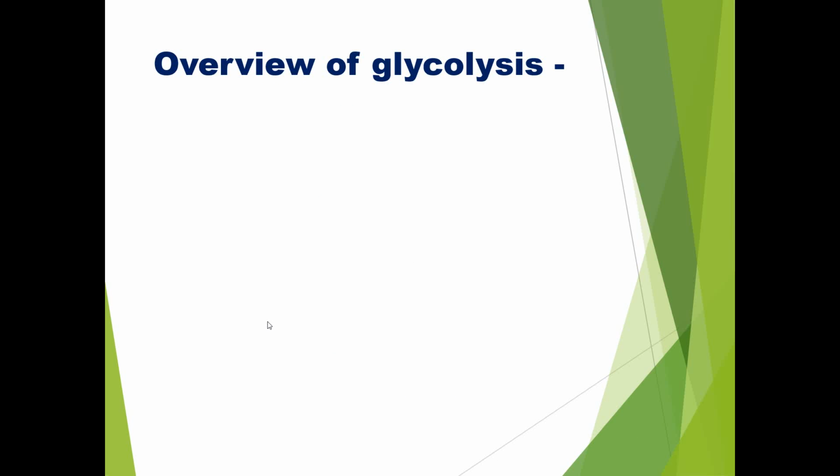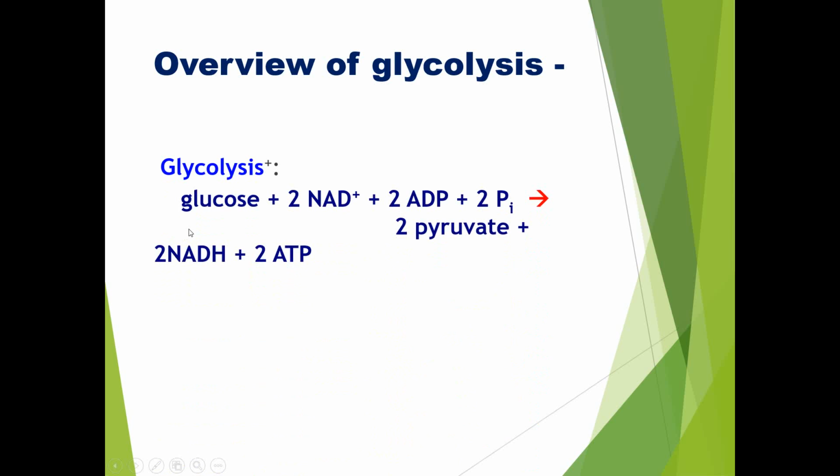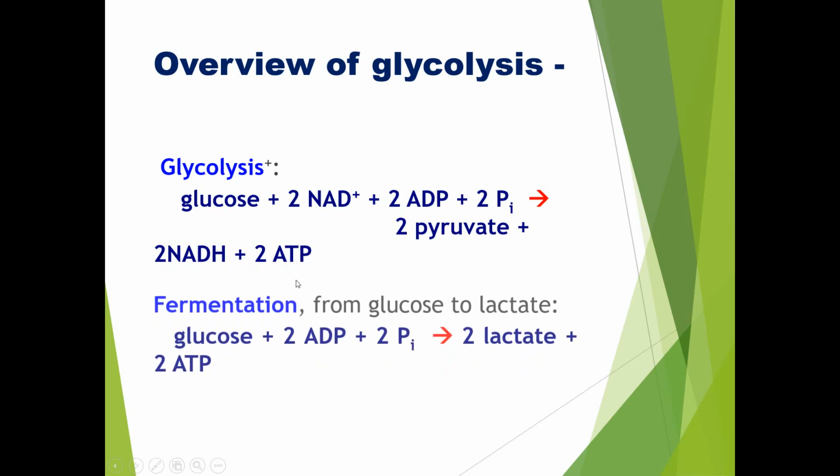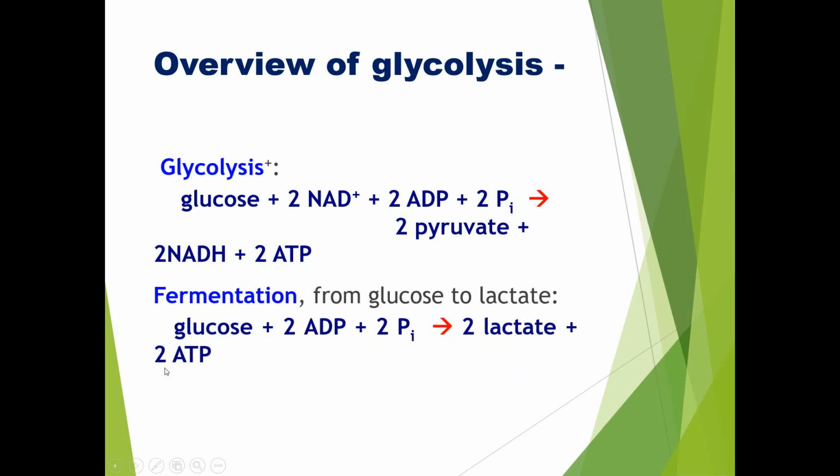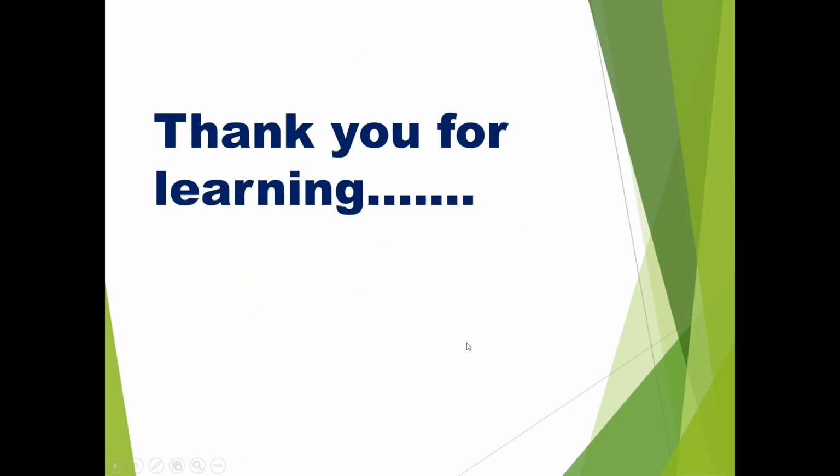So this is an overview of the glycolysis pathway. For glycolysis in aerobic condition, one molecule of glucose plus two molecules of NAD plus two molecules of ADP plus two molecules of phosphorus are required, and this converts into two molecules of pyruvate, two molecules of NADH and two molecules of ATP. In the fermentation condition, one molecule of glucose, two molecules of ADP and two molecules of phosphorus are required, and two molecules of lactate and two molecules of ATP are obtained as products. So this is regarding the glycolysis pathway.